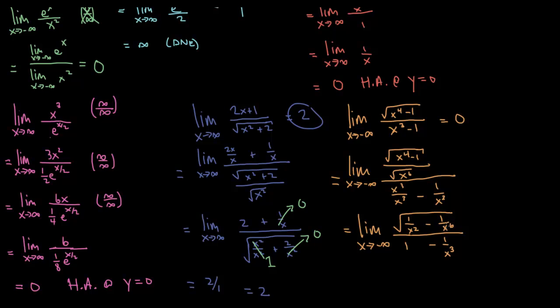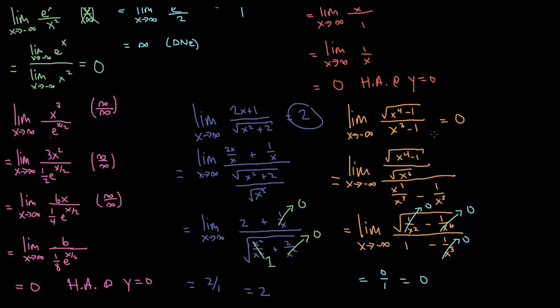As x increases without bound, what happens here? 1 over x to the sixth, that goes to 0. What about here? 1 over x squared, again, as x is getting really big, that goes to 0. What happens here? 1 over x cubed, that goes to 0. So essentially we're left with 0 minus 0, or 0 over 1 equals 0. And there you go.